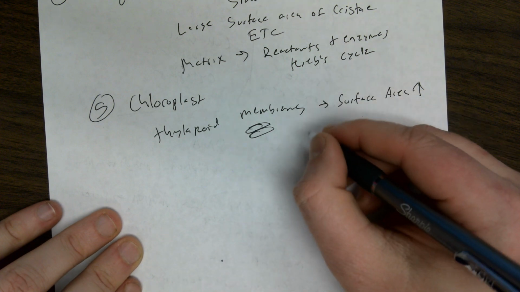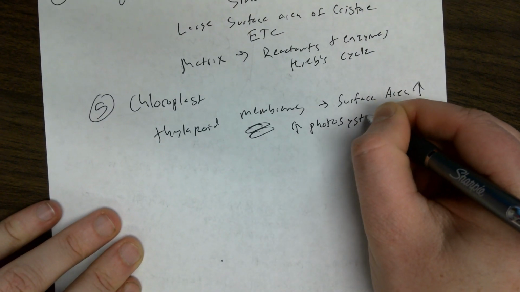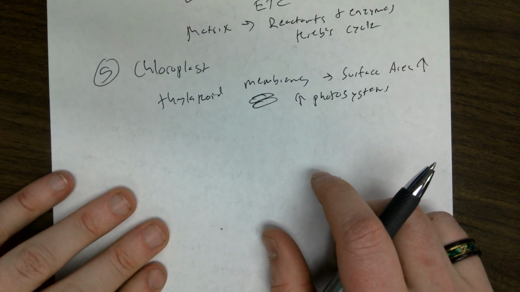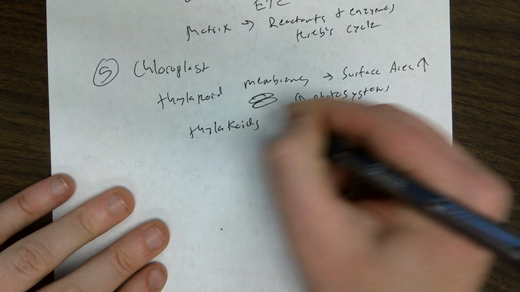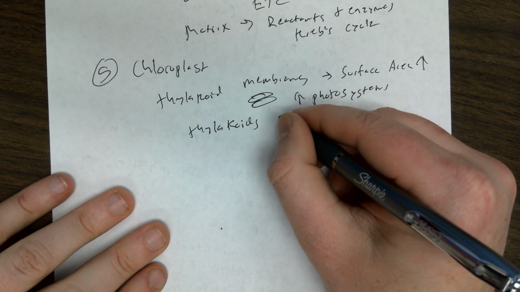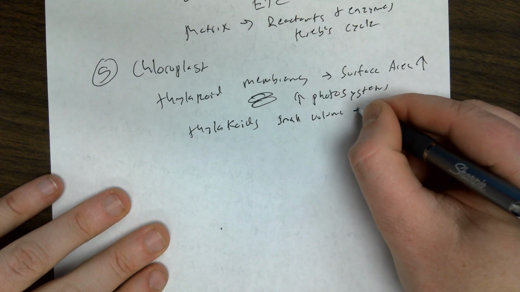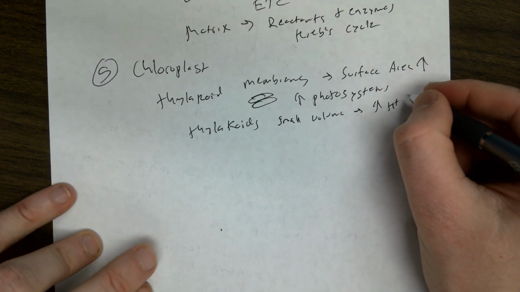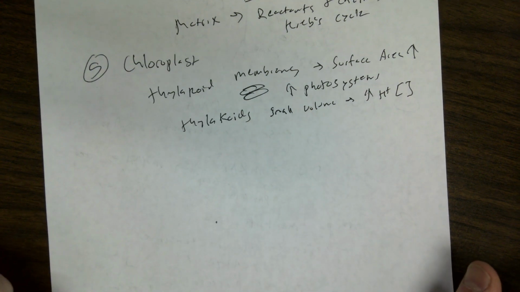So that means more photosystems. So that means you can absorb more light. So you have more pigments. Oh, so good. The thylakoids, right? Inside those discs, it's a small volume, which means you can have a high hydrogen concentration gradient. This is important because it doesn't actually change the number of hydrogens, it just changes the gradient.